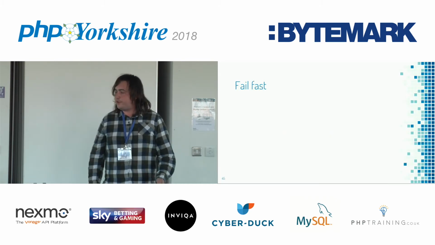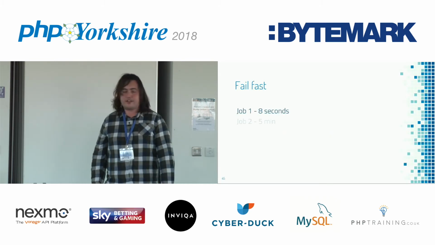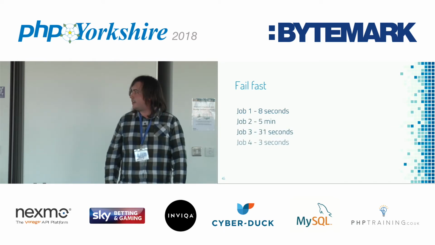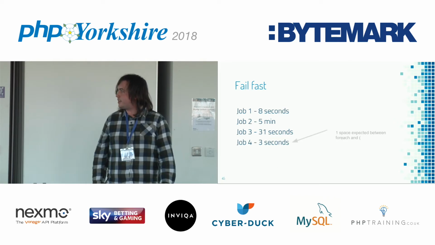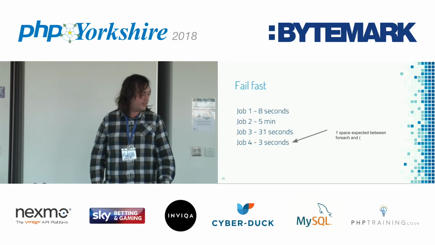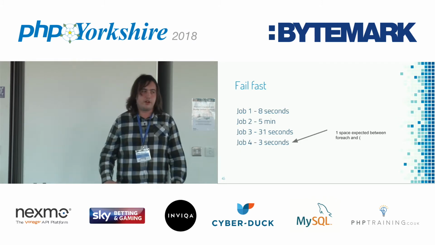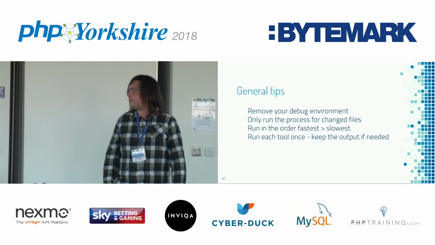There's nothing more infuriating than job 1 taking 8 seconds, job 2 taking 5 minutes, job 3 taking 31 seconds, getting to job 4, which took 3 seconds, and it failed early on because you've missed one space. That could have been told you straight away in 3 seconds' time. There's no reason to have that 5-minute job in between or any of the others, so just order it in what is generally the fastest to slowest.